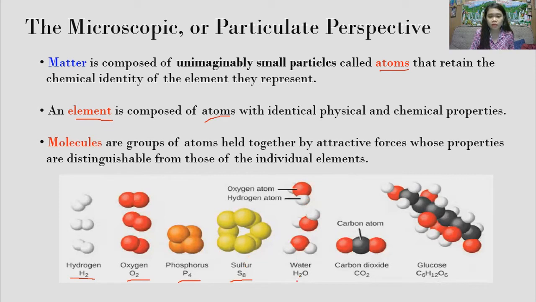For water, carbon dioxide, and glucose, these are examples of molecules. Why? Because they are separate groups of atoms that are bonded together. As you can see, for water, you can find an oxygen atom and also two hydrogen atoms. They combine together to form water. Then carbon dioxide has one carbon atom and two oxygen atoms. And the same with glucose: we have six carbon atoms here, the black ones, 12 hydrogen atoms, and six oxygen atoms. So these are examples of molecules.